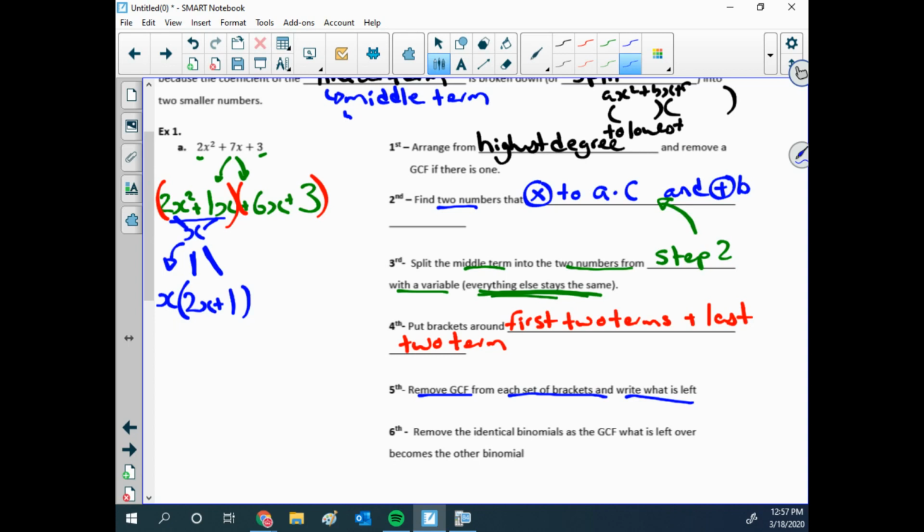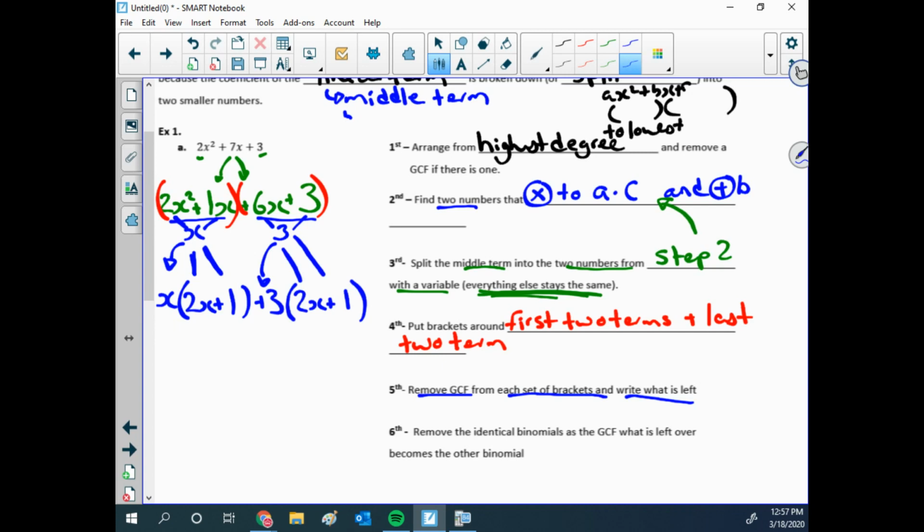Remember, those aren't going to cancel out. You have to include a 1 there. Then I'm going to do the exact same thing in the next set of brackets. So between 6x and 3, what's the greatest common factor? Well, the greatest common factor is 3. The 3 goes to the front, so that's a positive 3. And I write what's left after each term has been divided by the greatest common factor. So 6x divided by 3 is 2x, and 3 divided by 3 is 1.